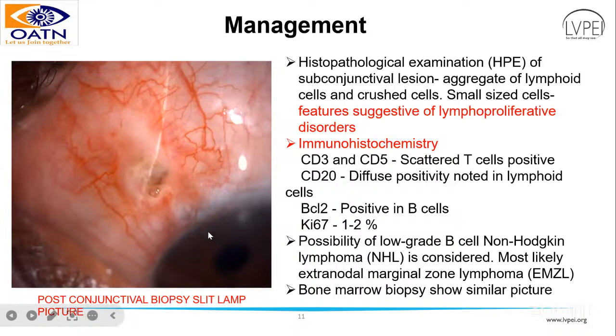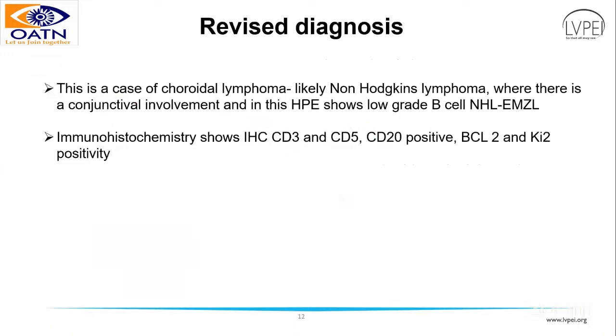So here is the post-conjunctival biopsy slit lamp picture. Here we can see. HPE shows features suggestive of lymphoproliferative disorder, whereas a few IHC markers confirm the diagnosis of choroidal lymphoma. These are the IHC markers: CD3, CD5, CD20 positive, and BCL2 and Ki-67 positive. These are the important IHC markers which confirm the diagnosis of non-Hodgkin's lymphoma, where there is conjunctival involvement in this case, and HPE shows low-grade B-cell NHL with extranodal marginal zone lymphoma.